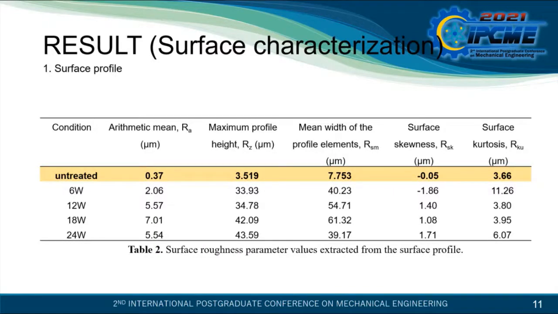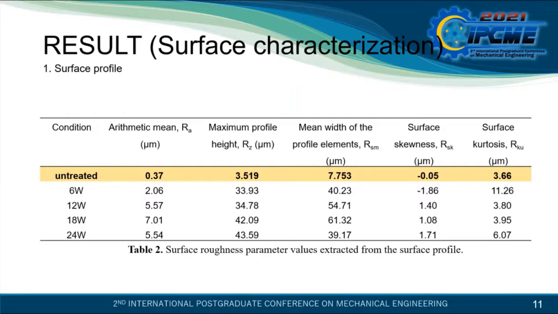Table 2 displays the Ra and Rz values from untreated and laser-treated samples from the surface roughness profile. Both Ra and Rz values increase after laser treatment. The additional surface parameters were quantified by Rsk and Rku. These two parameters play an important role in providing a characterization of the surface. Skewness serves to determine whether the surface profile is dominated by spikes or valleys. In contrast, kurtosis will determine whether the surface of the material is flat or peaked.